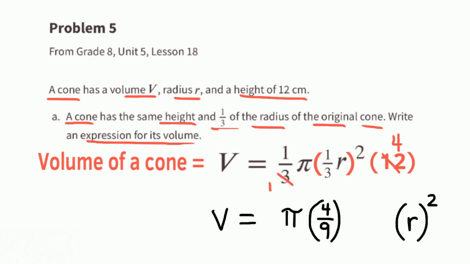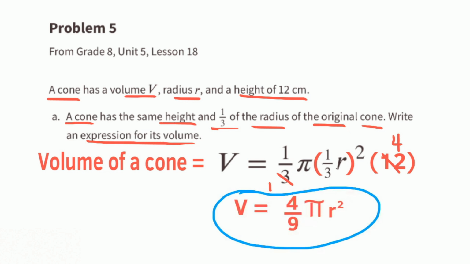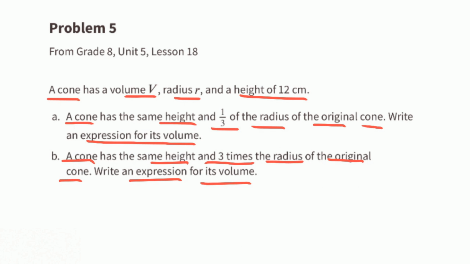Again, since the order of multiplication doesn't matter, we can move these around. 4/9 times pi times r squared. The volume of the cone described in A is 4/9 pi times r squared, or 4/9 pi r squared. B. A cone has the same height and 3 times the radius of the original cone. Write an expression for its volume.